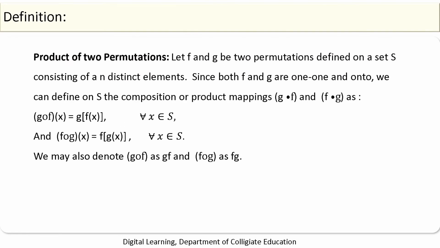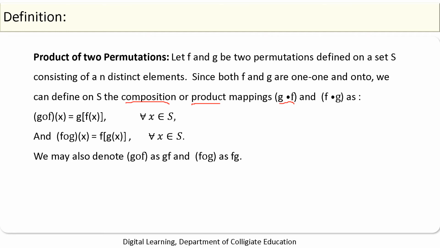Next, the product of two permutations. Let F and G be two permutations on S which contains n distinct elements. Since F and G are one-to-one and onto, we can define on S the product. The product is also called the composition. So it can be denoted as F composition G.